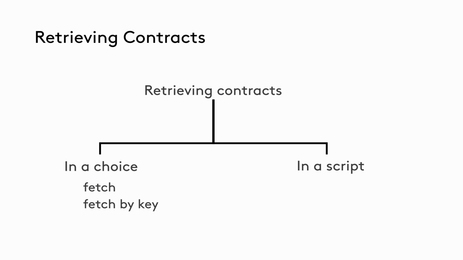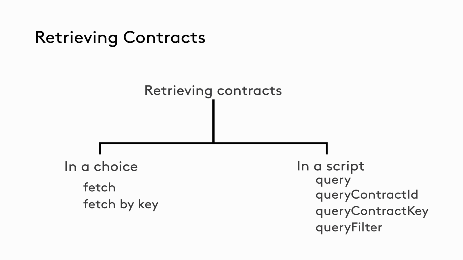The fetch functions and fetch by key, when executed, are logged in the transaction tree as a fetch action. However, the functions on the script side are query functions, which work differently from fetch. Let's go over these functions one by one.